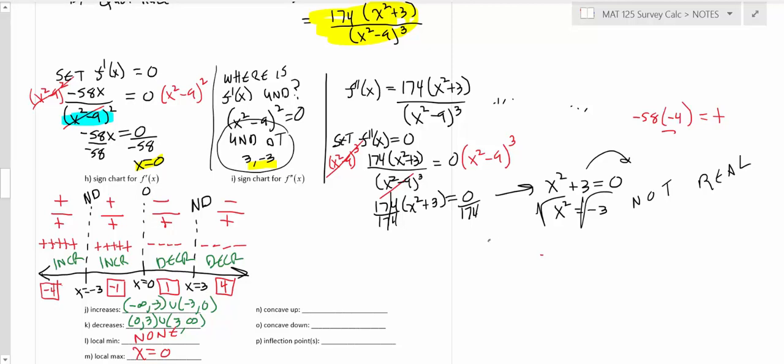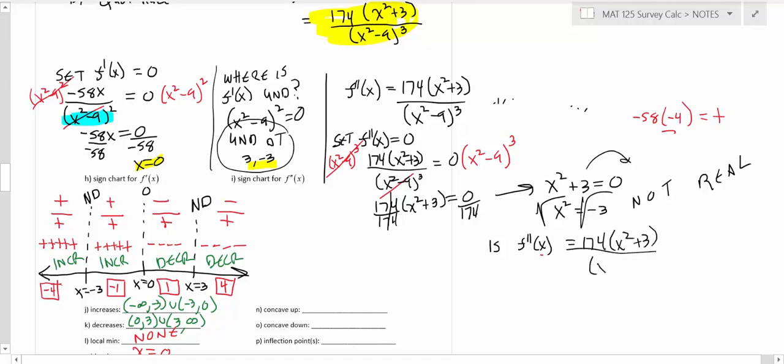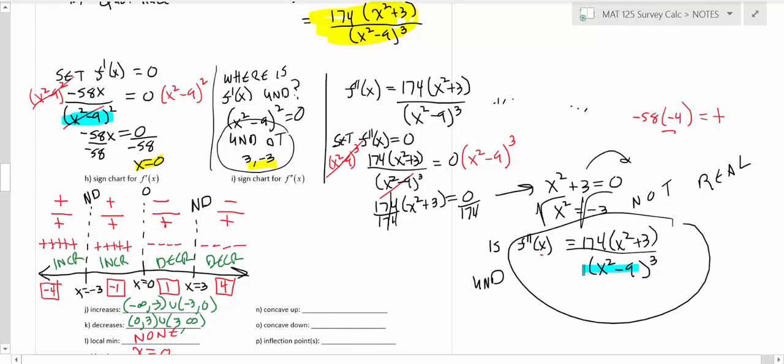So the other question would be, is the second derivative, and you don't have to write this down, I'm just trying to write down what I'm asking you here, is the second derivative undefined anywhere? That's the other question. Is there some place where it's undefined? You can do that in your head. Look at the denominator. Is there any place that makes the denominator 0? 3 and negative 3 again, right?